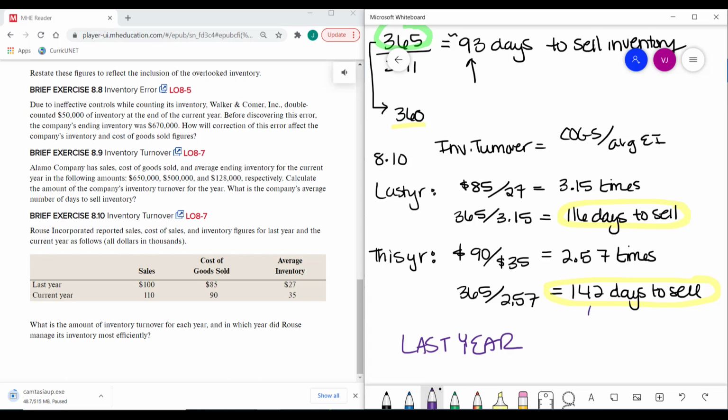Now, whether or not these are good or bad figures, again, depends on how these figures relate to a couple accounting periods in the past. Here we're just comparing one year to the next, but also you want to compare it to the competition, right? That gives us a really good perspective on how well a company is managing its inventory. All right, so that's it for Chapter 8's brief exercises.